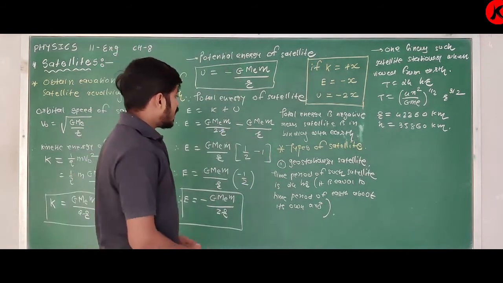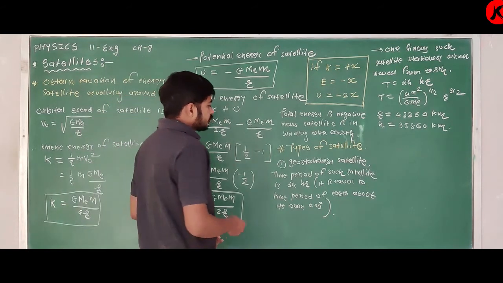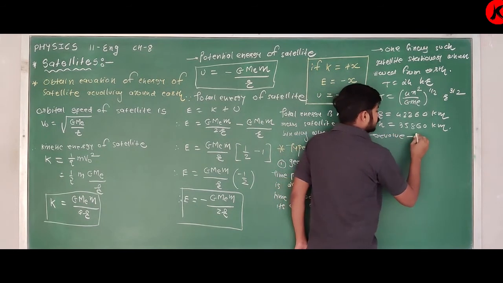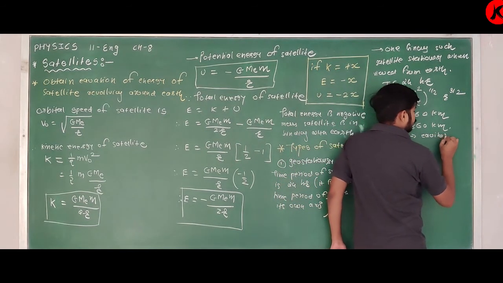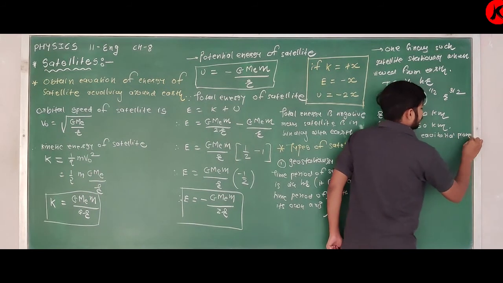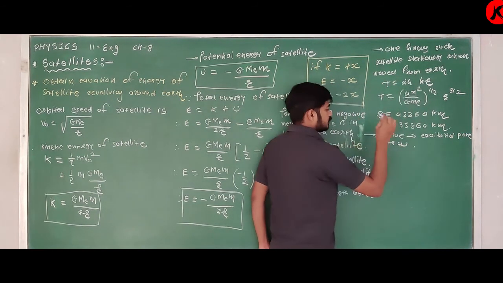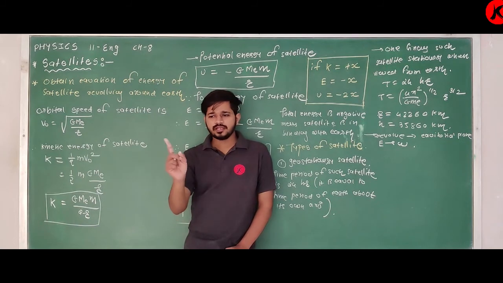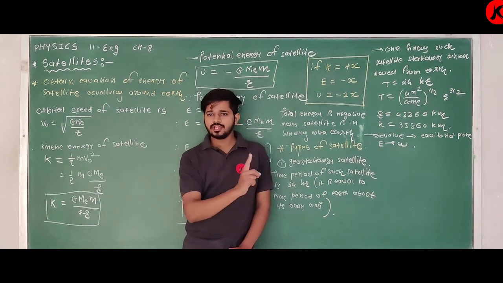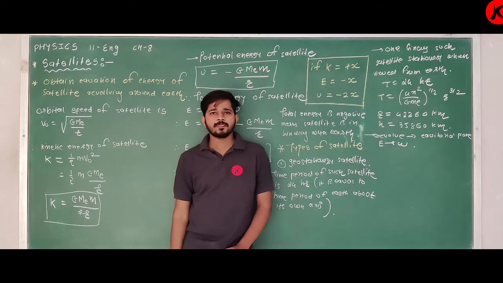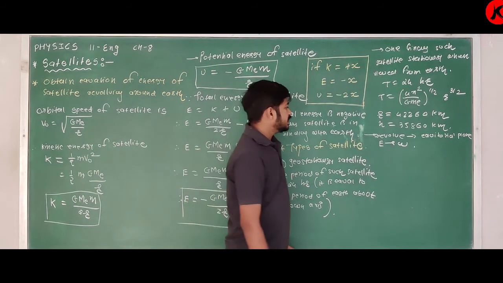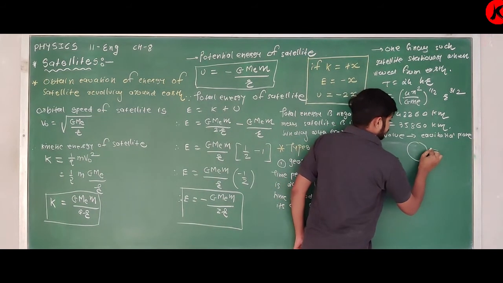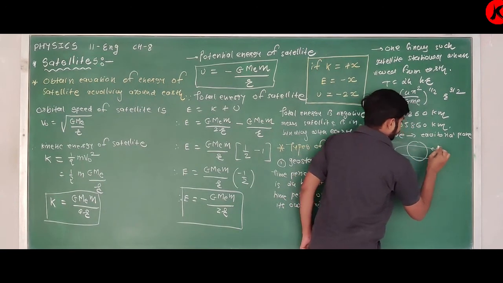Second, these geostationary satellites revolve in the equatorial plane. In the equatorial plane means in such a direction, like this. Any doubt? So if this is Earth, then geostationary satellites are revolving like this.